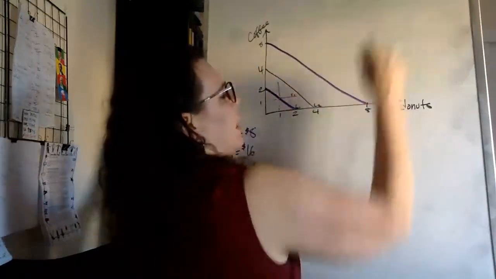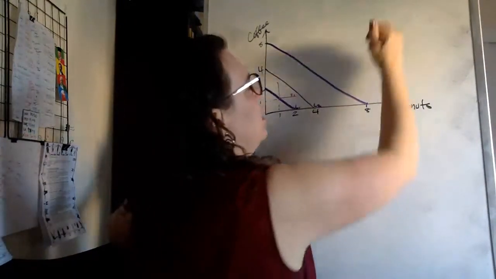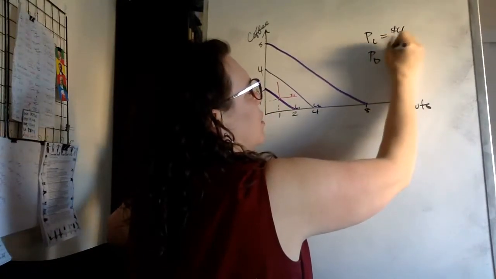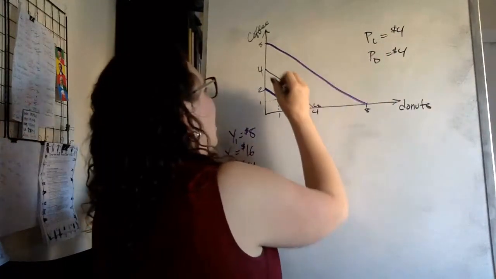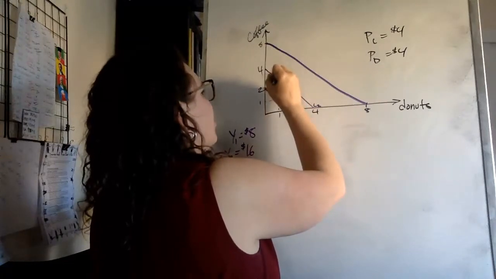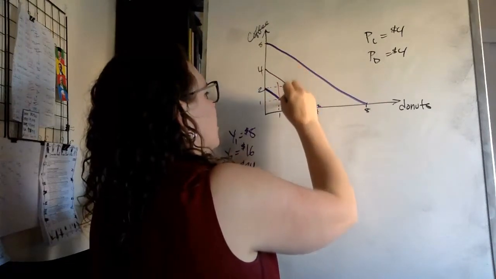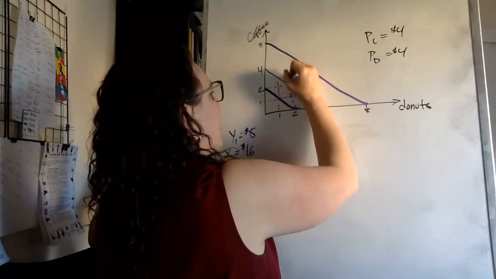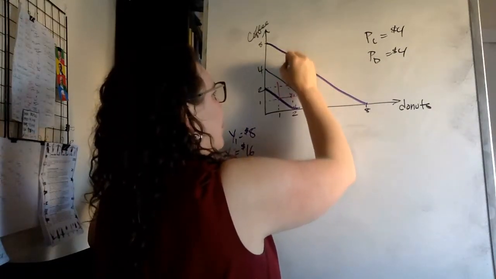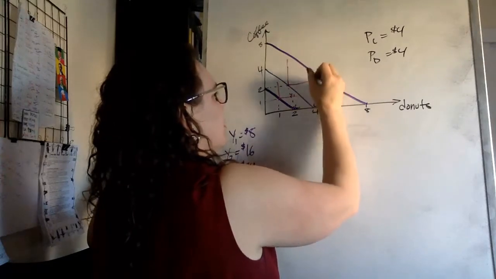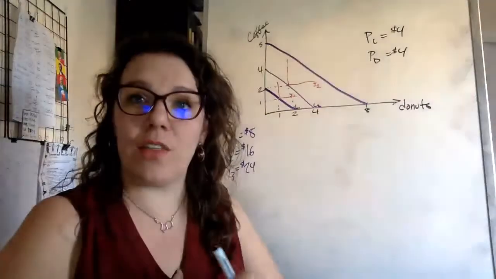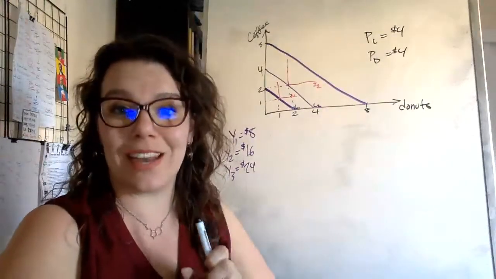Sorry, you guys can't see that. Price of coffee is $4. Price of donuts is $4. There we go. So that's going to mean that they consume 2 of each. Hugo consumes 2 of each. We get another right angle indifference curve. No matter how far out we go with this indifference curve, Hugo will never be made better off with another cup of coffee unless it comes with another donut.